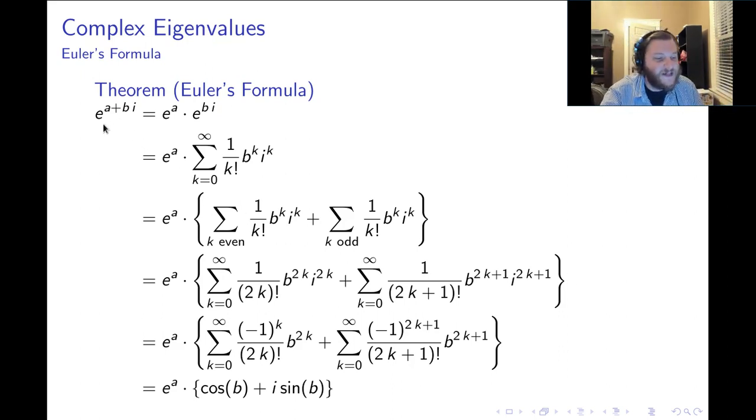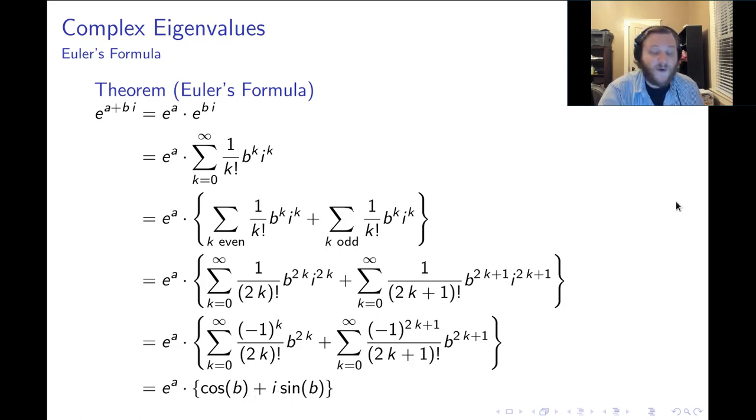And this says that e to the a plus bi is always e to the a multiplied by e to the bi. And when we apply these Taylor series arguments, we end up simplifying to e to the a multiplied by the quantity cosine of b plus i times sine b. So e to the a plus bi is e to the a multiplied by cosine of b plus i times sine of b.